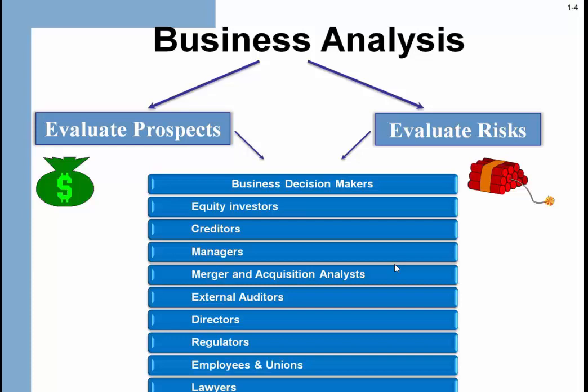External auditors, of course, provide an opinion on the financial statements. Directors of the business, that's going to be the board of directors, look at what the business is doing from a director perspective. Regulators, that's going to be the SEC, and they determine what companies have to provide, and that's going to be also a 10Q and a 10K. The last two are really different ones: employees and unions. Unions in particular might want to look at the financial statements of a business to determine what they might want to do in contract negotiations. And the last one are lawyers, and lawyers are just basically lawyers.